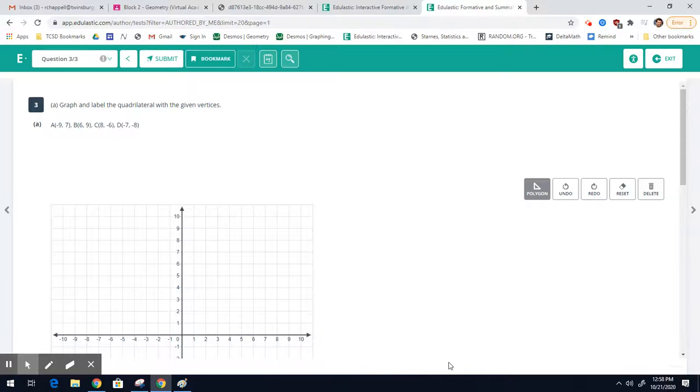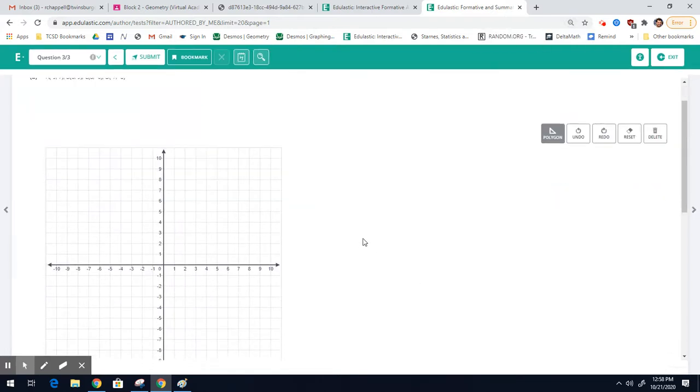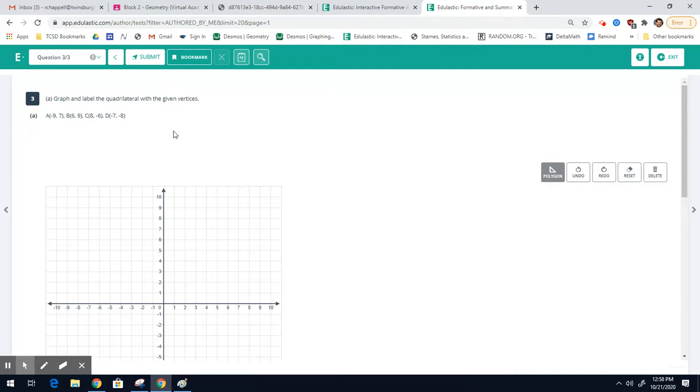Okay, number 3 here of our example. So we're going to graph and label this quadrilateral with these vertices. Let me make this a little smaller if I can. There you go. So it all kind of shows up. Sorry about that. So negative 9, 7. Here's my polygon tool. That's left 9, up 7, negative 9, 7.